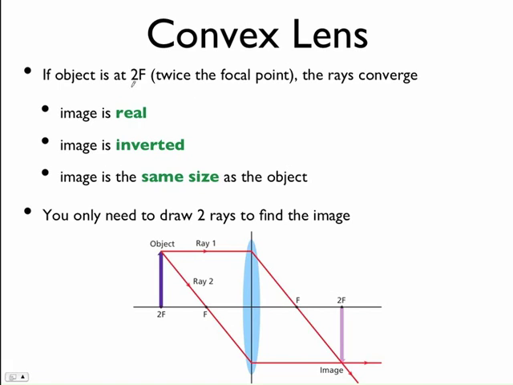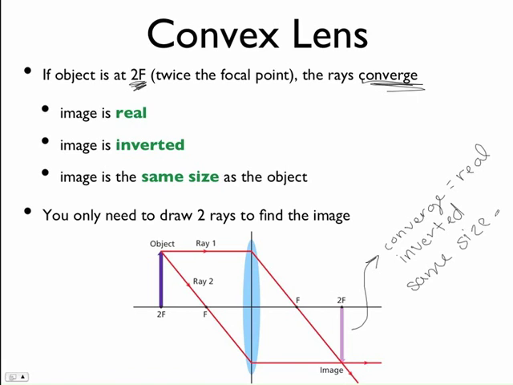Now, if we have the object exactly at 2F, the rays are still going to converge. Okay, so this object is right at 2F. The image is going to be right at 2F. The rays are going to converge. Okay, so that means we're going to have a real image. The image is still upside down. We call that inverted. And the image is the same size. This is the only place where the image is at the same size on a convex lens, and this is if the object is exactly at 2F, the image will be exactly at 2F.